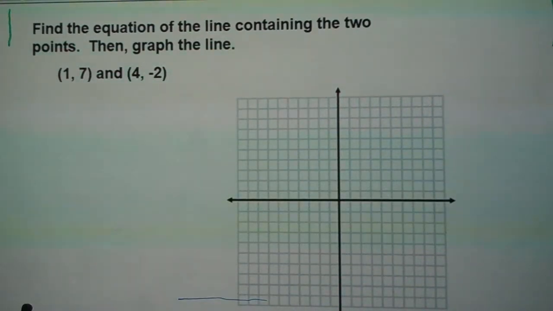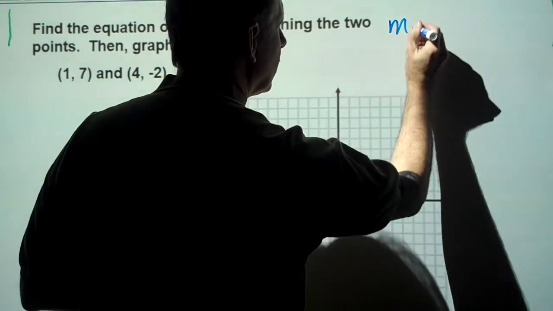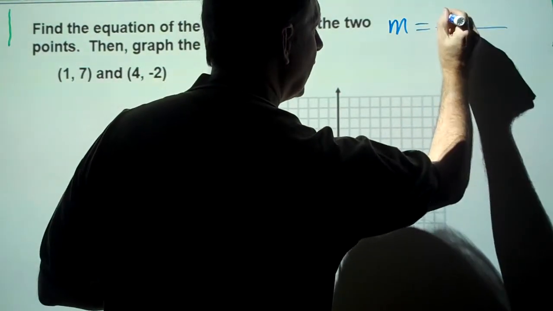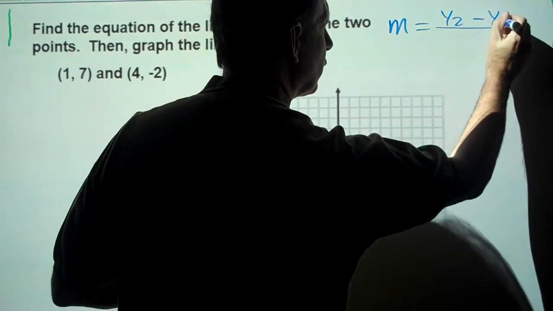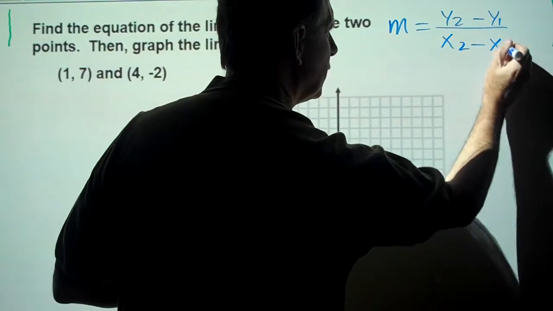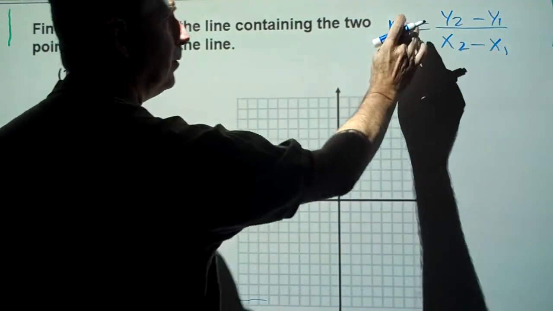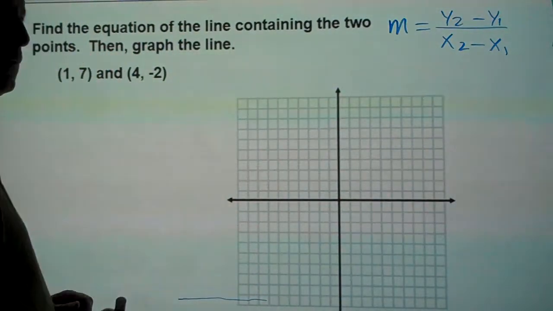And for this we're going to use 2 formulas. First, the formula to find the slope of a line, which is m, or slope, equals y sub 2 minus y sub 1 over x sub 2 minus x sub 1. This is simply the slope equals the change in y divided by the change in x.